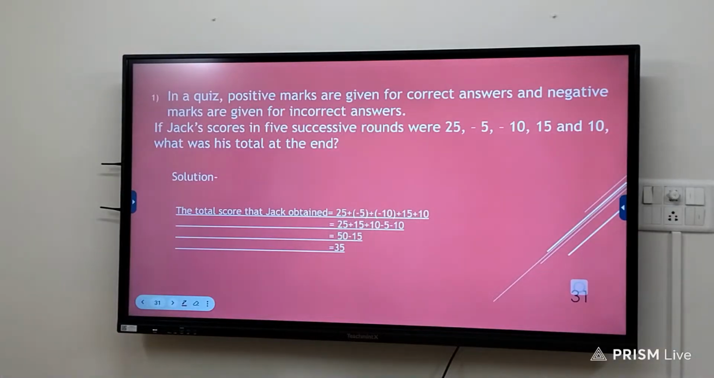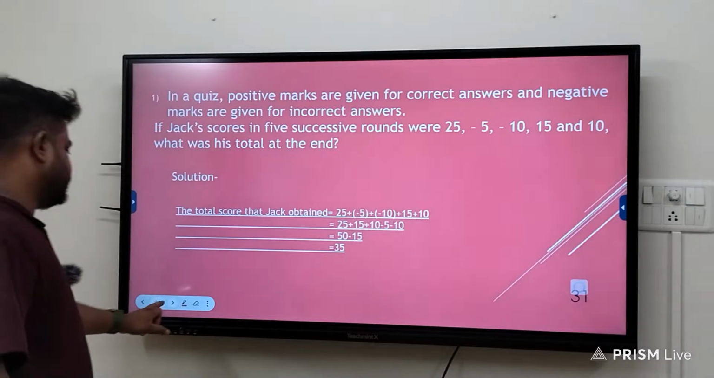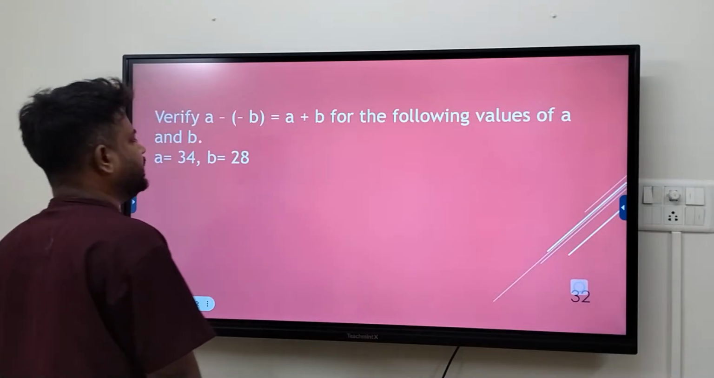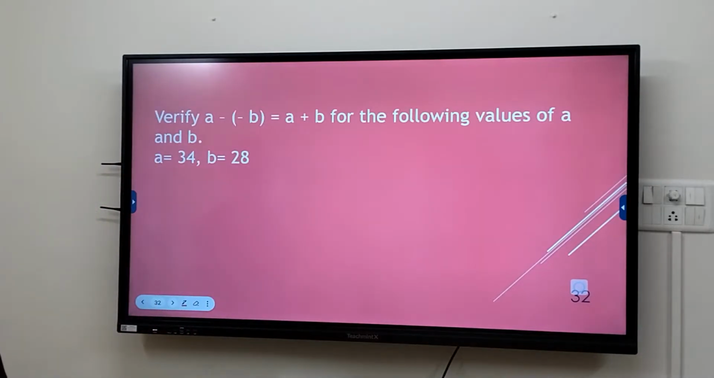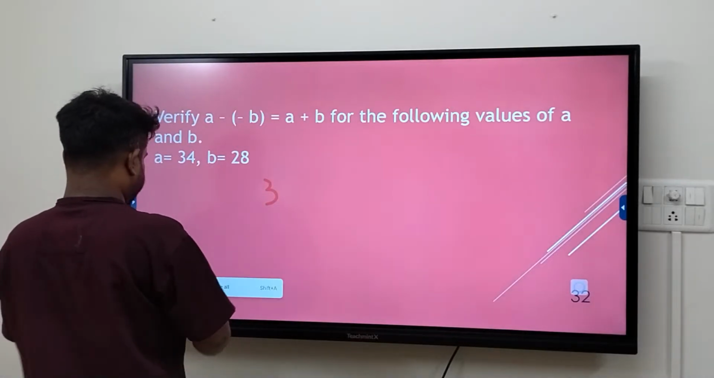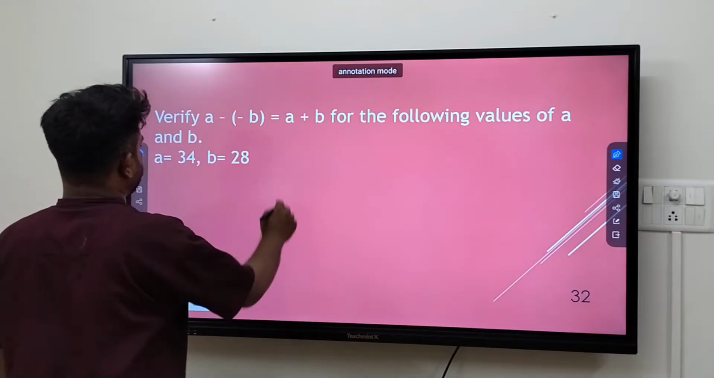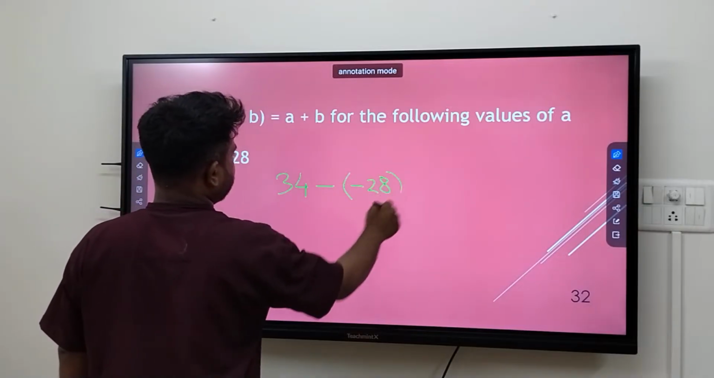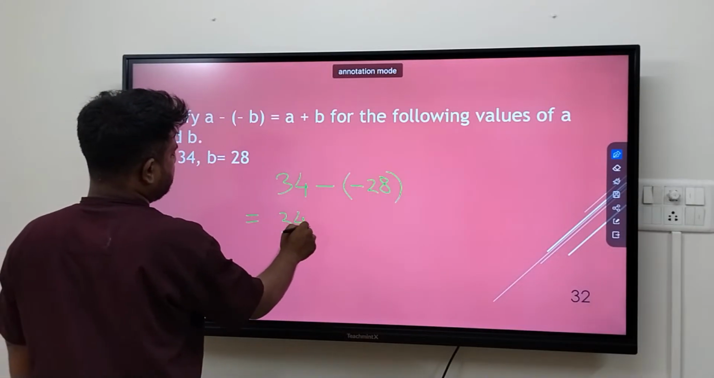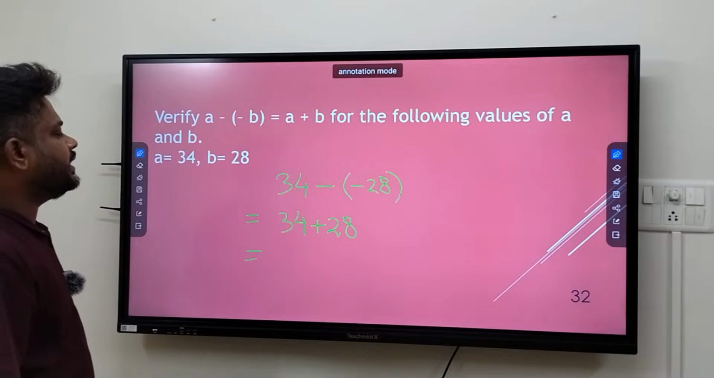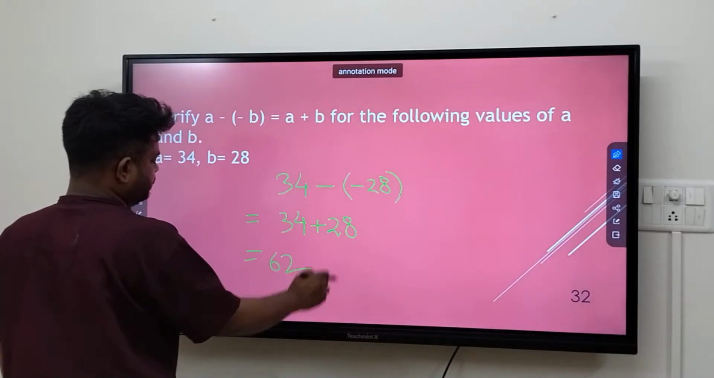The next one, in a quiz positive, okay, they have just done it and we have also done it in the previous slide. So let's go to the next. Verify a minus of minus b equals a plus b for the following values of a and b. Let's verify it like 34 minus of minus 28. So 34 plus 28, the answer will be 58 and 4, 62.